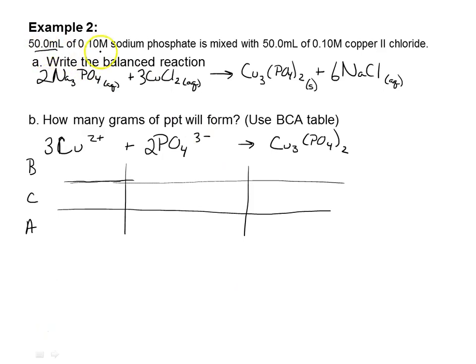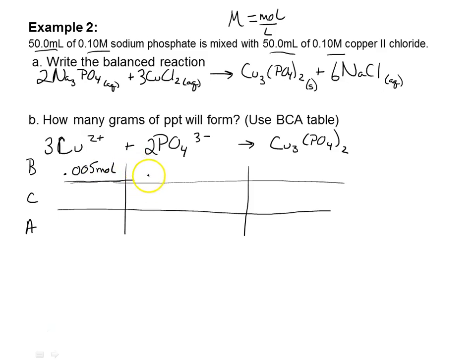From my problem, I see molarities and volumes, molarities and volumes. Remember that molarity is moles per liter. And what I want to put in my BCA table are moles. So I need to figure out how many moles of each substance I'm going to use. So this is the copper, that's the copper chloride. So I know I've got 0.005 moles of copper.